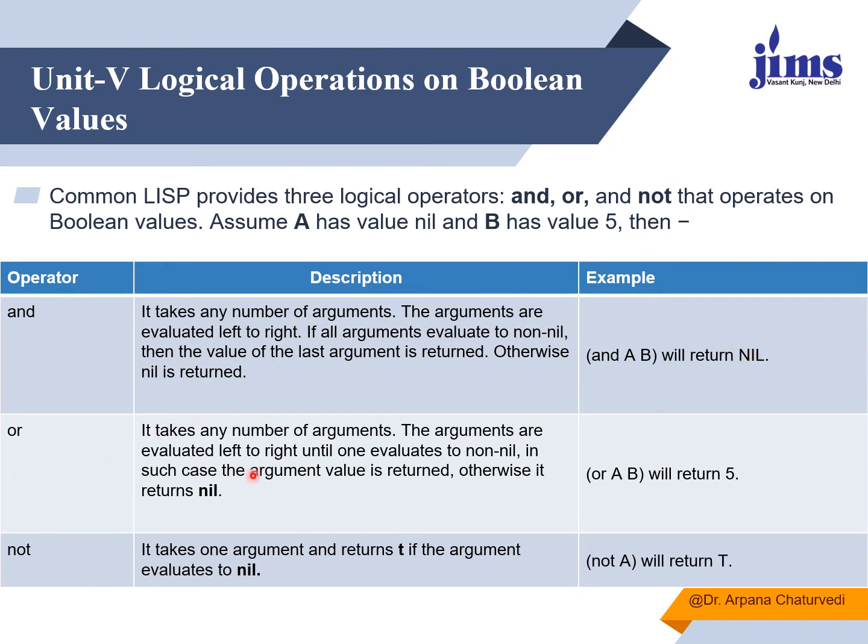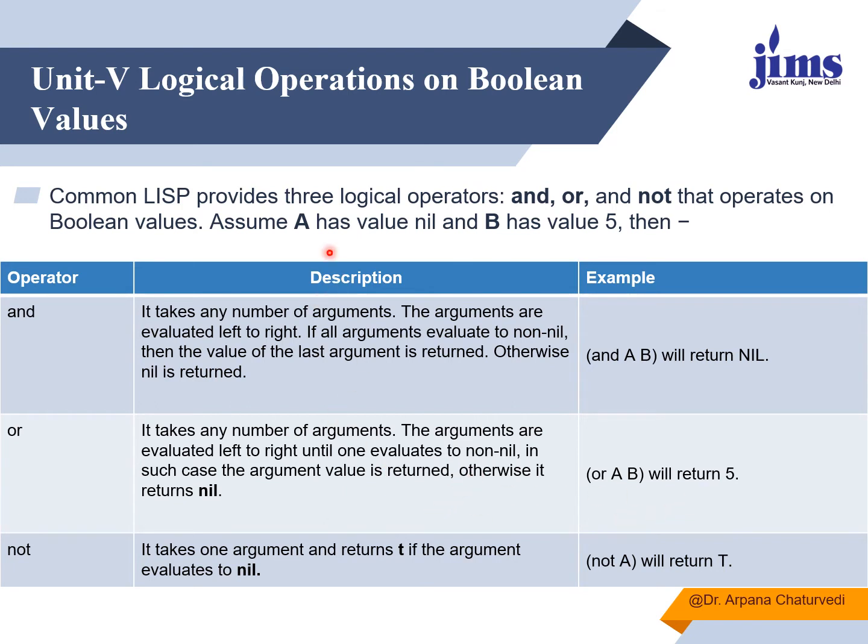Whereas in case of OR, again it will evaluate from left to right only, but in this it will return nil in case any one of the arguments is holding nil as a value. Otherwise, it will return the last value which it is having. So the arguments are evaluated left to right until one evaluates to non-nil. If any one is non-nil, then it will return that value. Otherwise, if they all are nil, it will return nil.